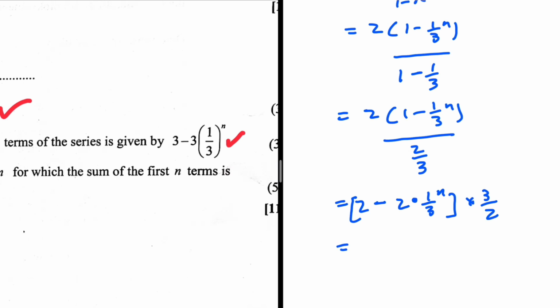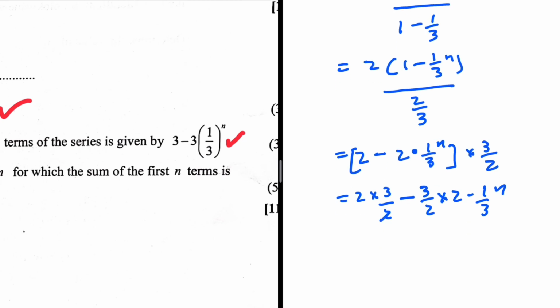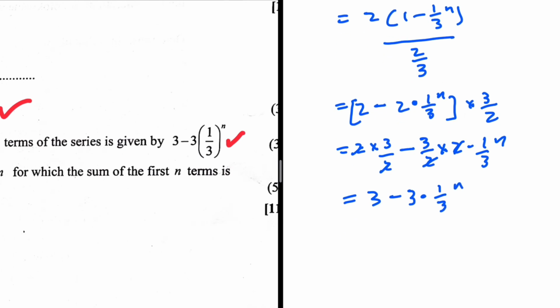Okay, so this is going to be equal to 2 multiplied by 3 over 2. We are multiplying out by 3 over 2 now. Minus 3 over 2 multiplied by 2 multiplied by 1 over 3 to the power n. So take a look at this. 2 and 2 cancel out. We are left with 3. 2 and 2 cancel out. We are also left with 3. So minus 3 multiplied by 1 over 3 to the power n. Well, this is just 3 minus 3 times 1 over 3, everything to the power n.